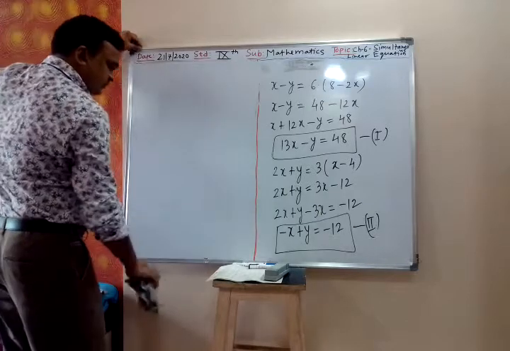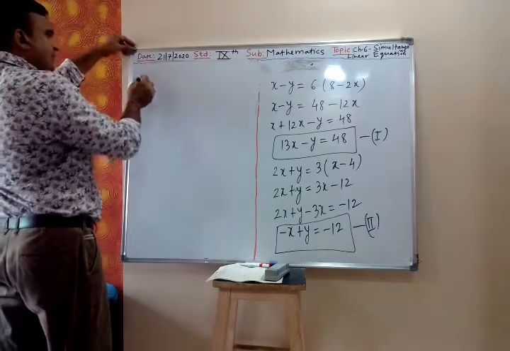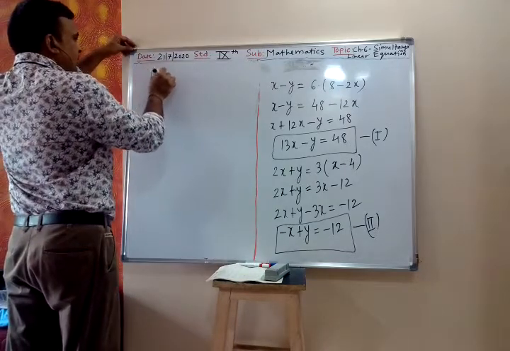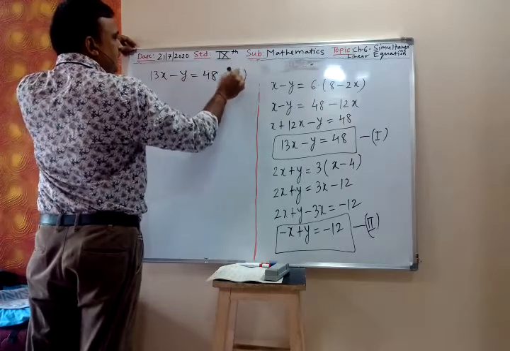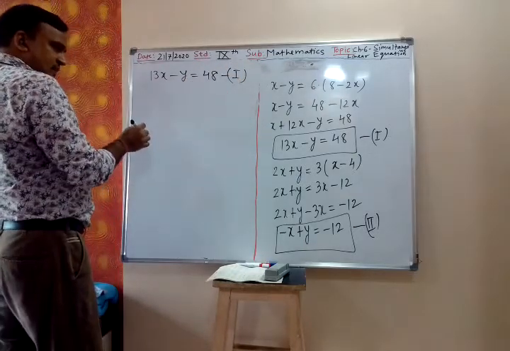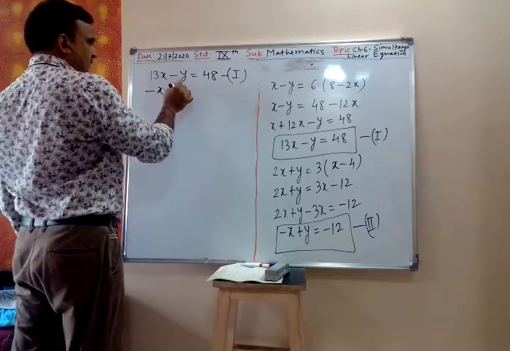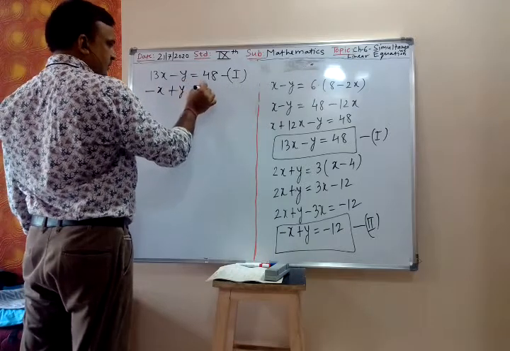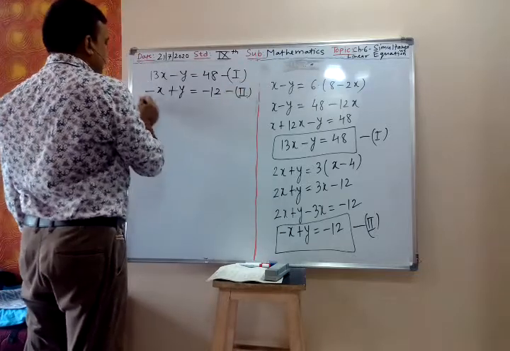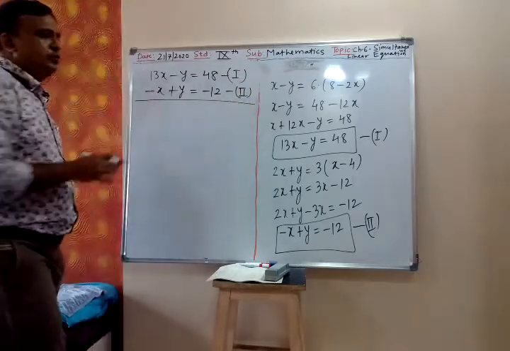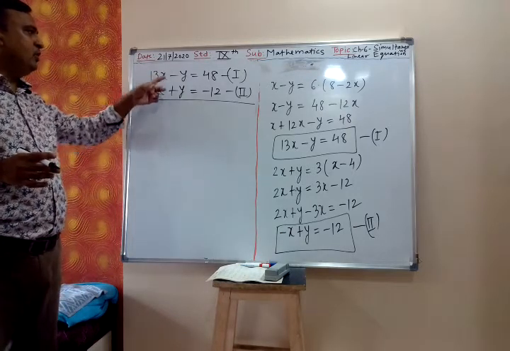Solve 1 and 2 by equating coefficients. So equation 1 is 13x minus y is equal to 48. Then minus x plus y is equal to minus 12 is equation number 2. Now we have to equate the coefficient. Either we have to make the x coefficient equal or the y coefficient equal.